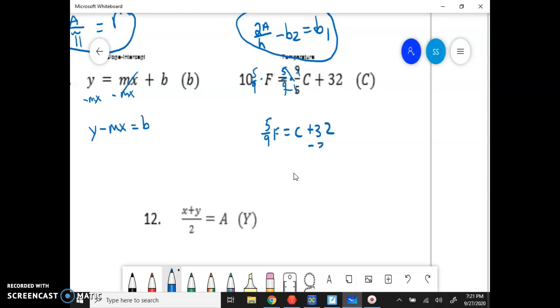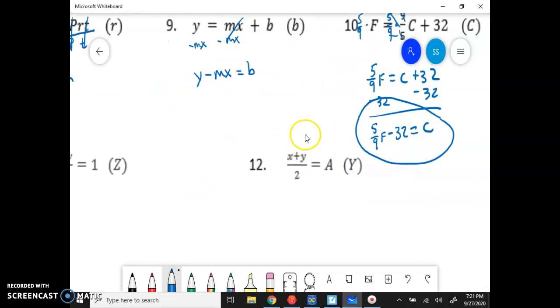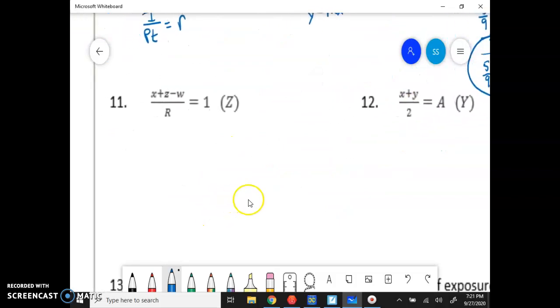And now I just need to subtract 32. Subtract 32. Obviously, these are not like terms. We've got 5/9 f minus 32 is equal to c. All right, a few more here.